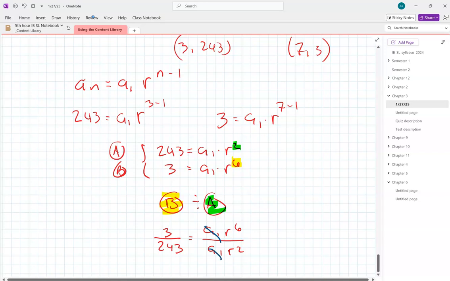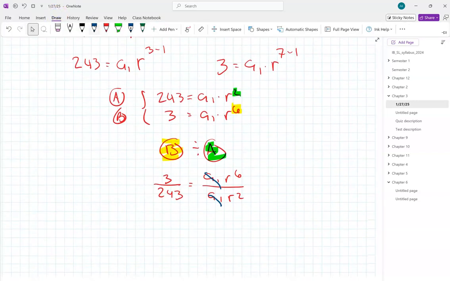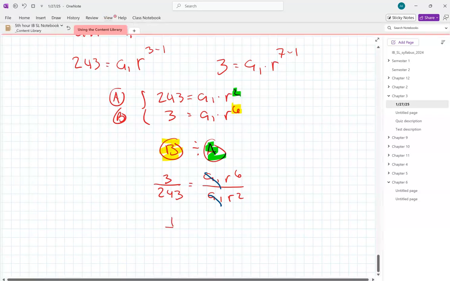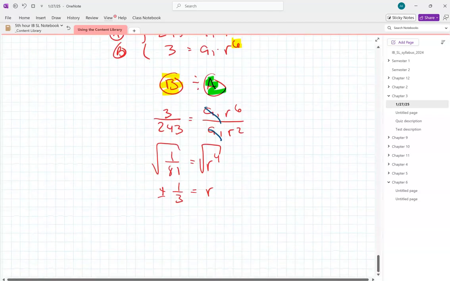So when I do that, the a sub 1's cancel out. 3 divided by 243 is 1 over 81. R to the 6th divided by R to the 2nd is R to the 4th. I do the 4th root of both sides. That picks up a plus or minus. So R could be plus or minus 1/3.